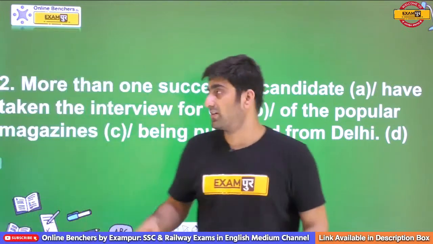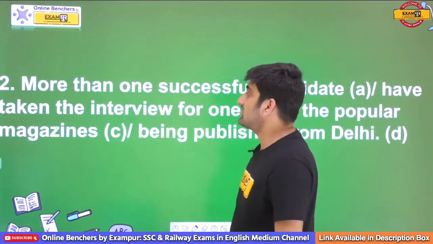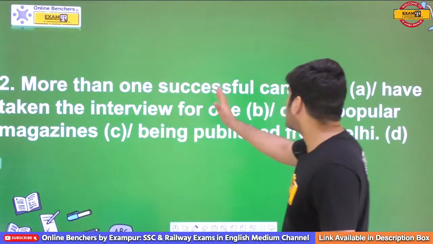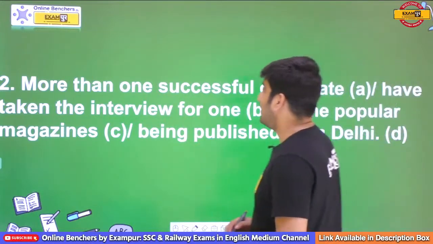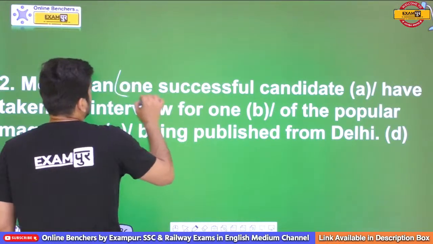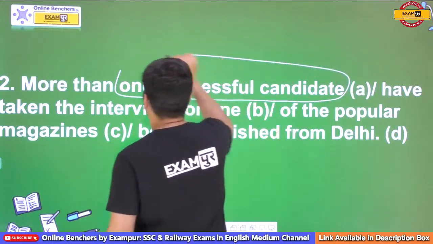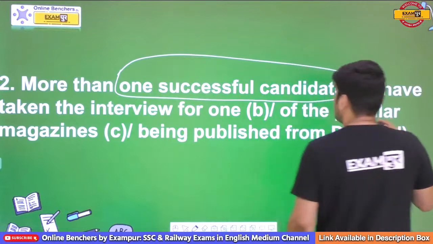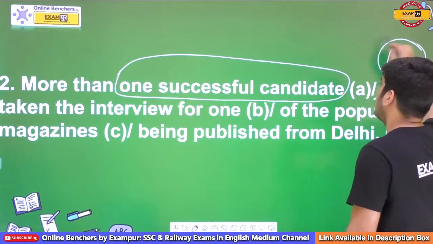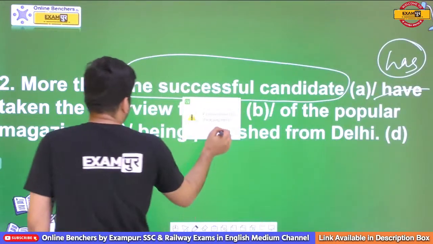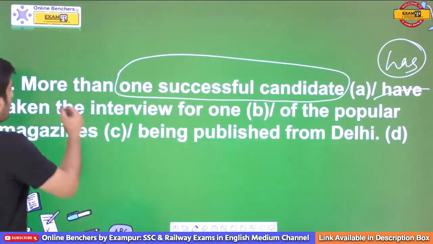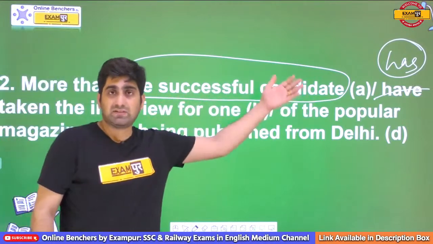Moving ahead towards the next ideology, the next question is "more than one successful candidate." If you look at the question, subject-wise we have one successful candidate. In that way, using "have" is wrong, it should be "has." Remember, if the phrase is "more than one," then we use a singular verb. "More than one" always receives a singular verb.